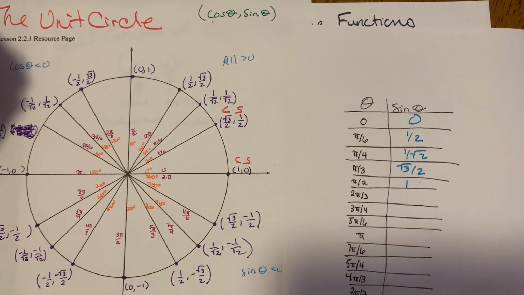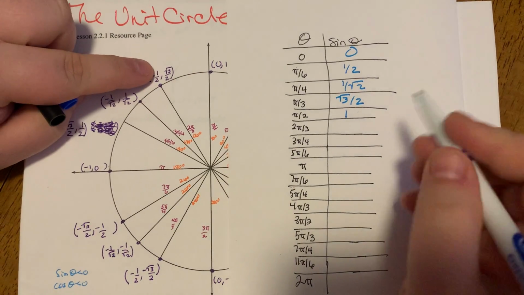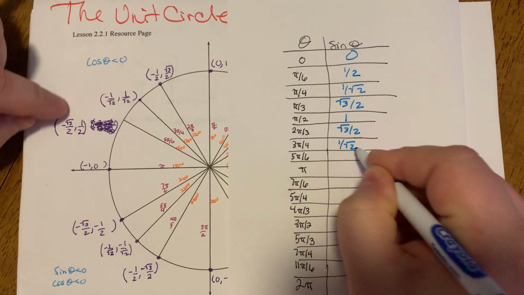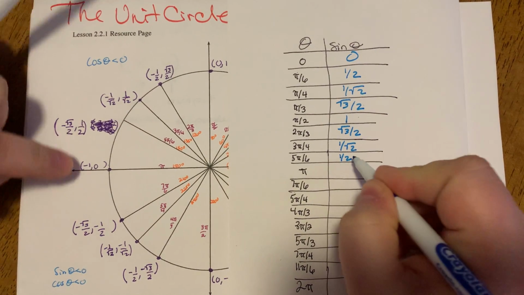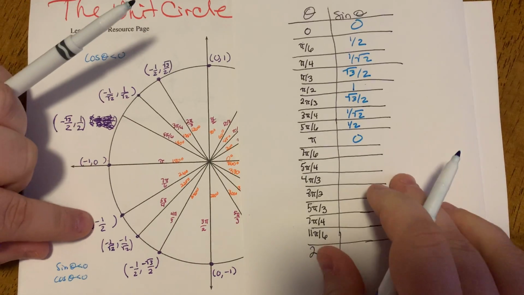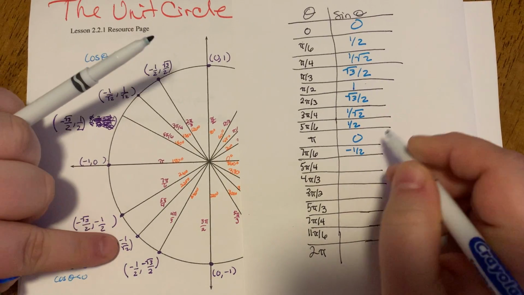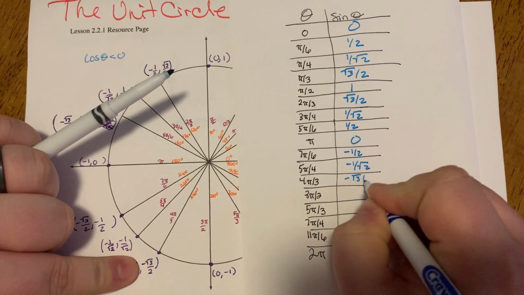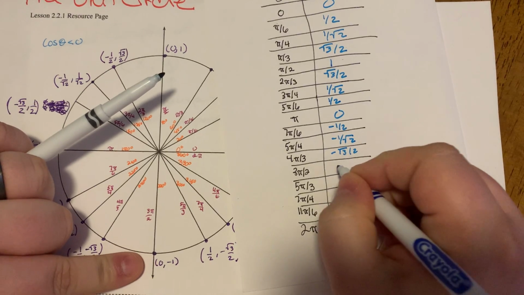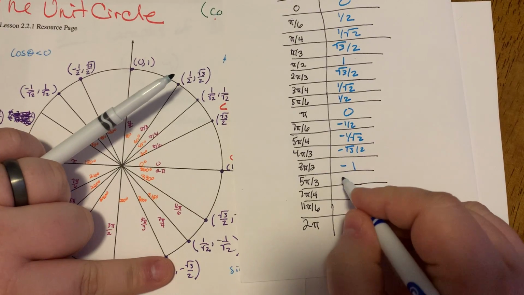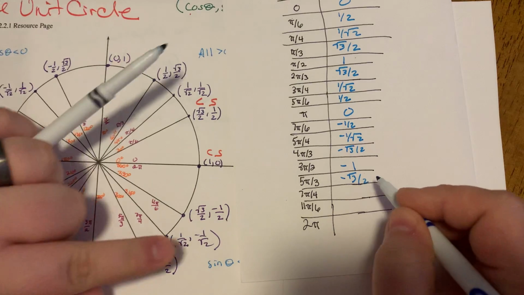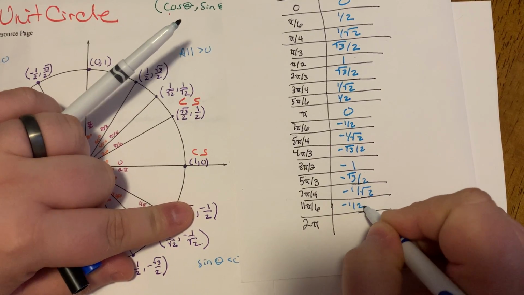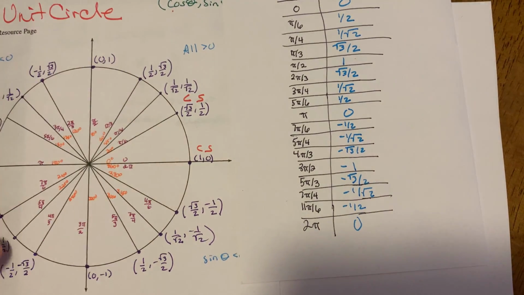1. And so I'm just going to copy these as I go around the unit circle. Root 3 over 2. 1 over root 2. 1 over 2. 0. Negative 1 over 2, negative 1 over root 2, negative root 3 over 2, negative 1, negative root 3 over 2, negative 1 over root 2, negative 1 over 2, and we're back at 0 at 2 pi.